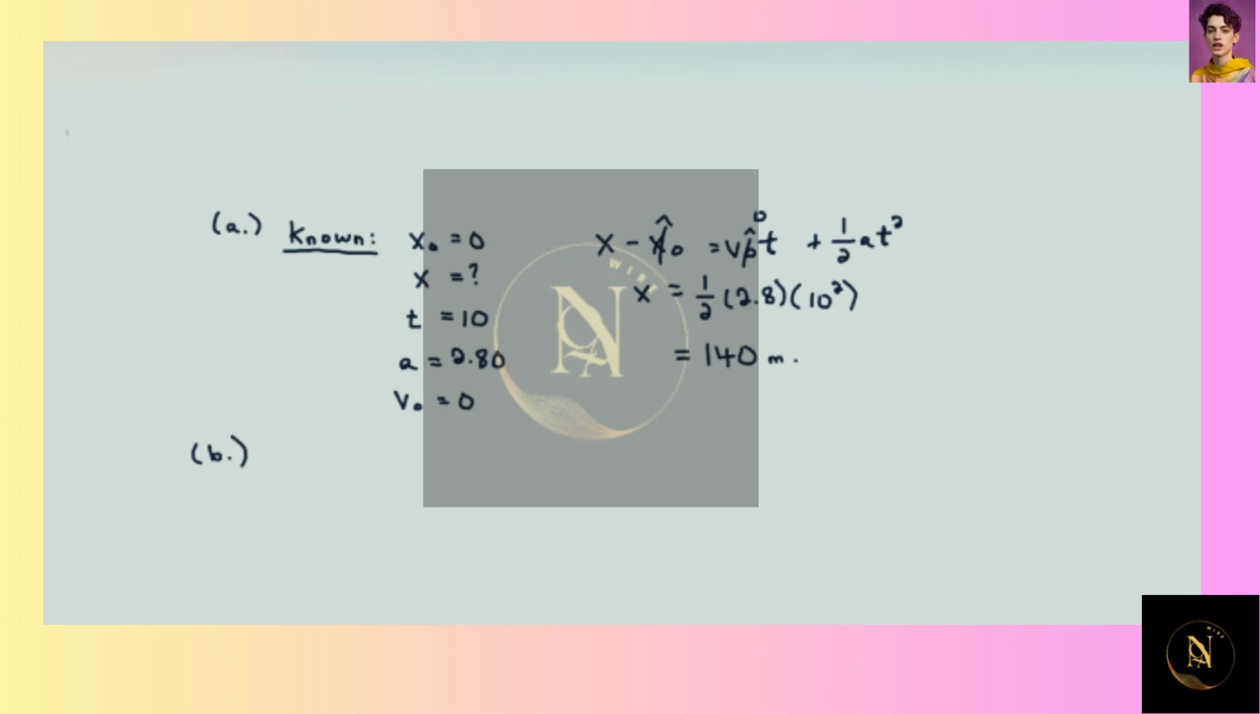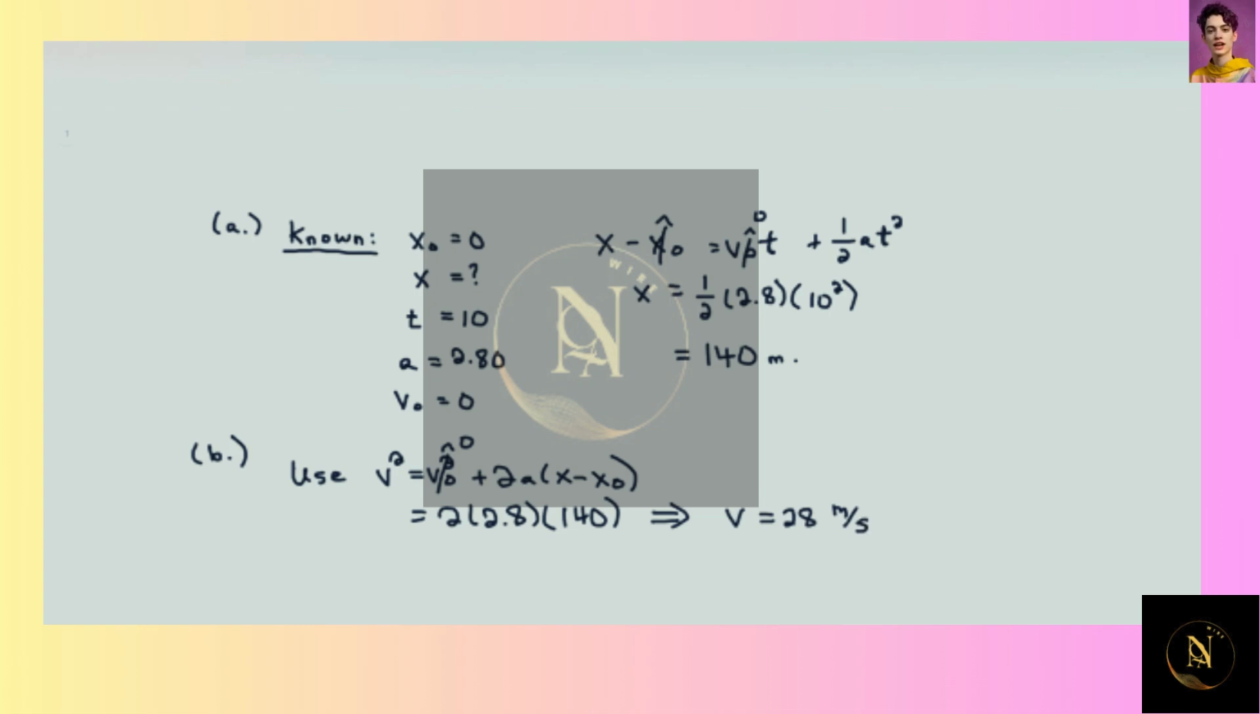So for part B, I think the first step we want to do is figure out what the velocity is after 10 seconds. So we're going to use v squared is equal to v naught squared plus 2 acceleration x minus x naught. And we're going to figure out what v is after 10 seconds. So v naught is 0. So v squared is equal to 2 times 2.8 times x minus x naught, which is now 140. That leads to v being 28 meters per second.